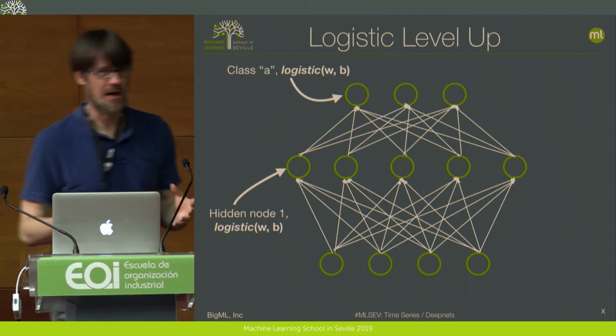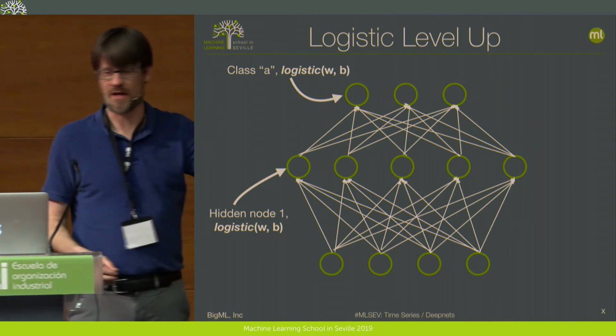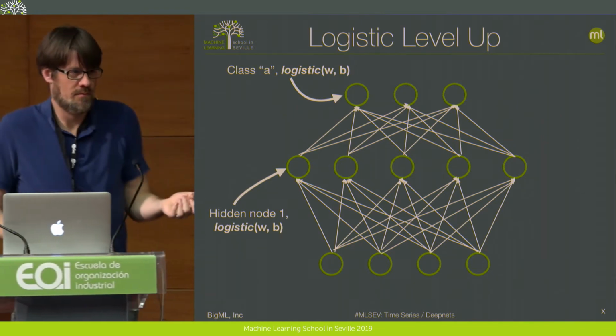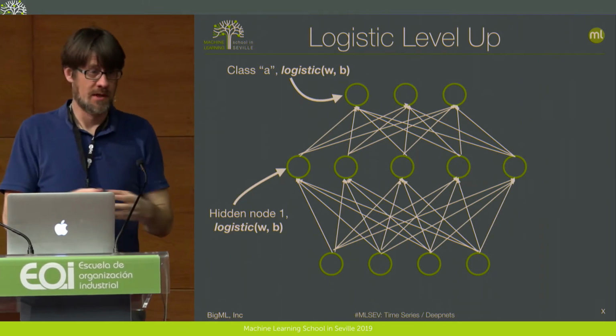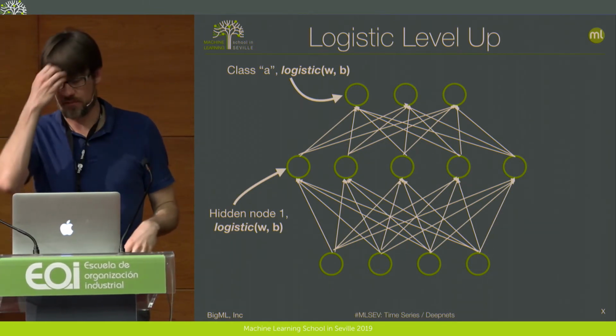So that becomes a problem, because getting that architecture right is at the heart of what makes deep learning interesting, right? If you can find the right architecture for your problem, that's how you get a good deep learning model.